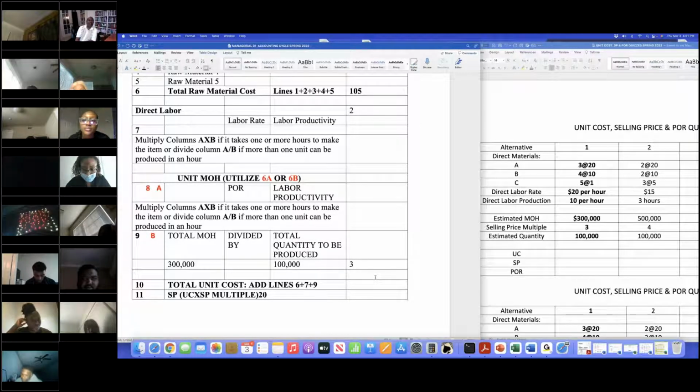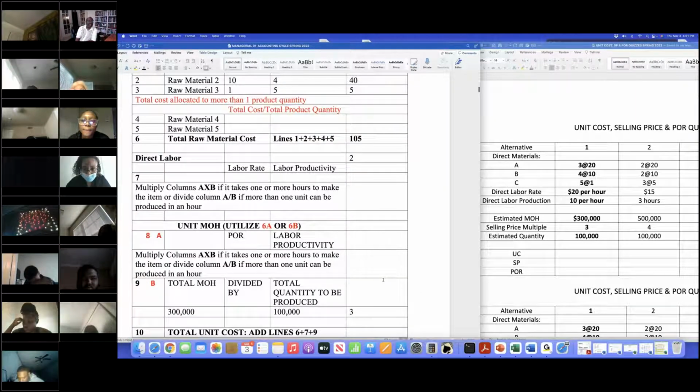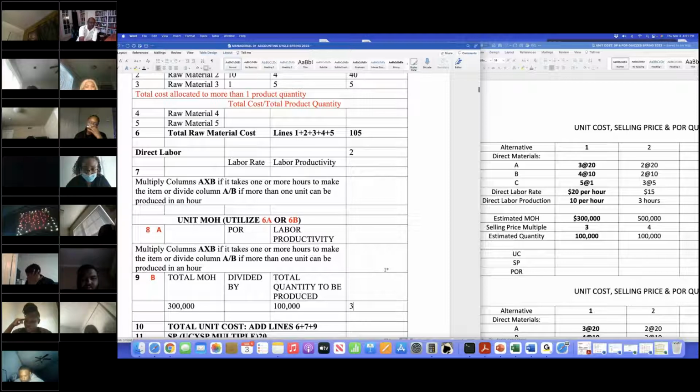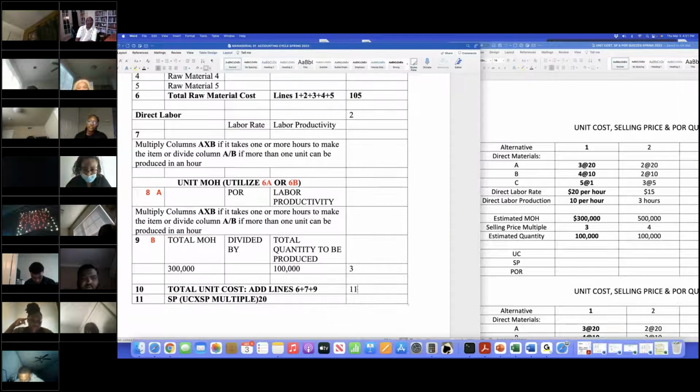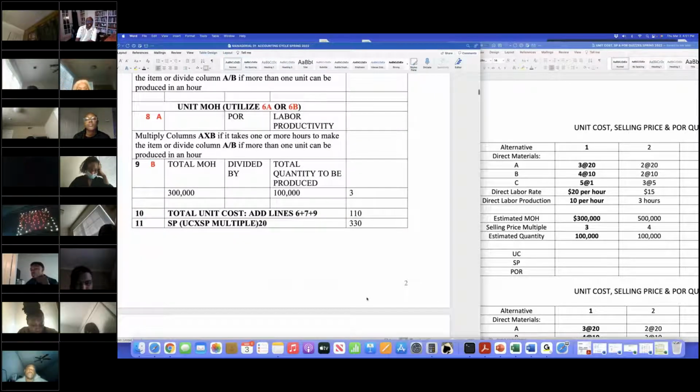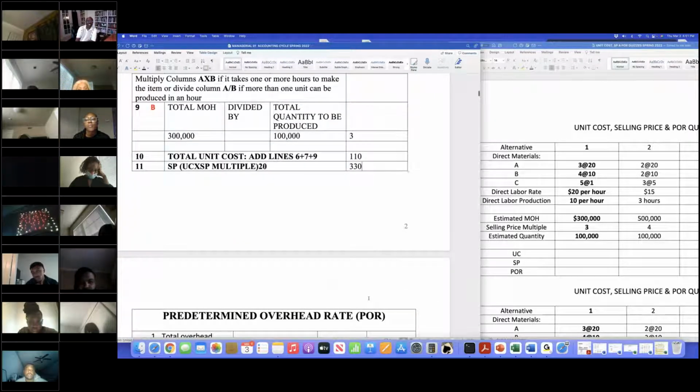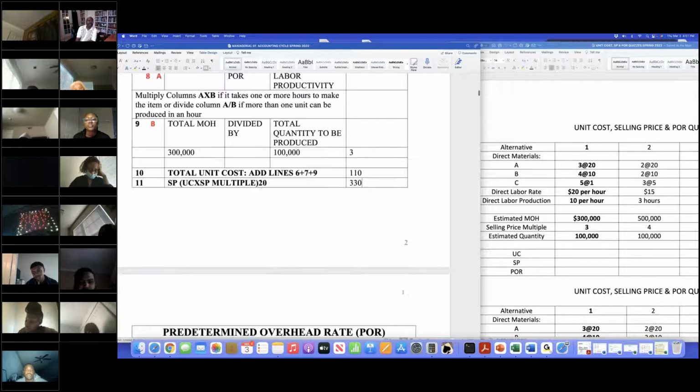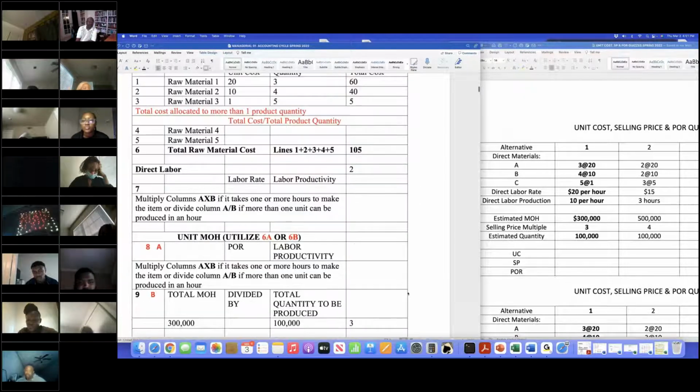So when we add up all the raw materials, how much is it? 110. What's our selling price going to be? Three times. 330. So if you got the raw materials wrong, now your selling price is wrong. So the whole thing is wrong. How do you get 110? We add 105 the raw materials, 2 for the labor, and 3 for the overhead.